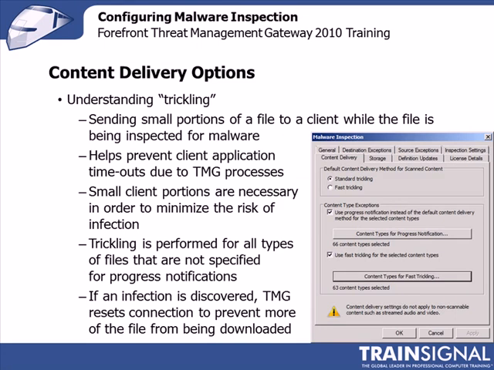Small client portions are necessary in order to minimize the risk of infection. By sending a small piece of a file down to a client, Threat Management Gateway can help reduce the risk that it's going to send complete malware through to a client that may not be fully scanned. Trickling is performed for all types of files that are not specified for what are called progress notifications. If an infection is discovered, Threat Management Gateway will simply reset the download connection to prevent more of the file from being downloaded.